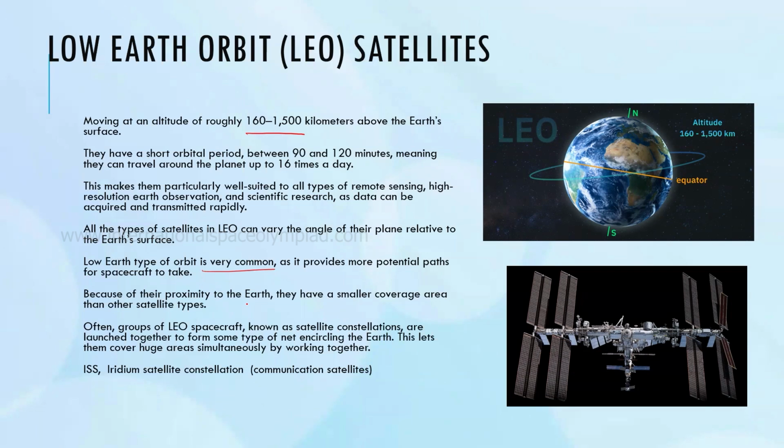And since it is close to Earth, it can take very good pictures of Earth. It will complete one orbit, that means one circle, within some 90 to 120 minutes, and approximately it will orbit the Earth 16 times a day. That is why we say that the International Space Station is covering 16 orbits, 16 times every day.